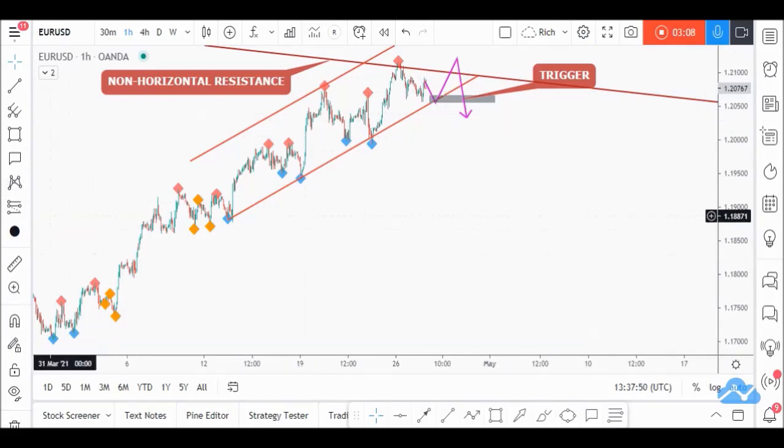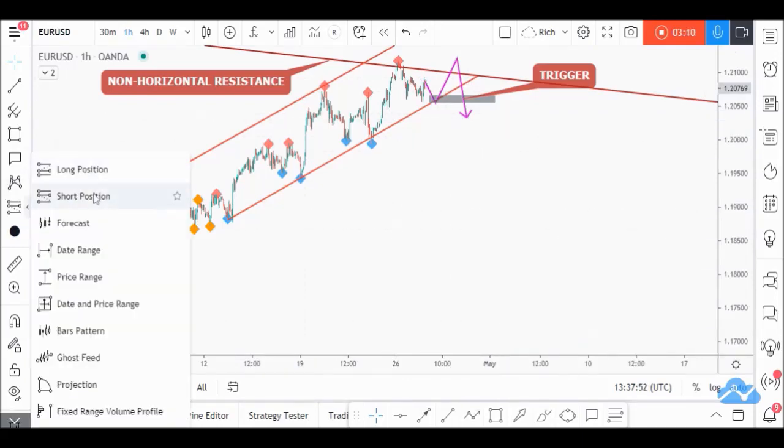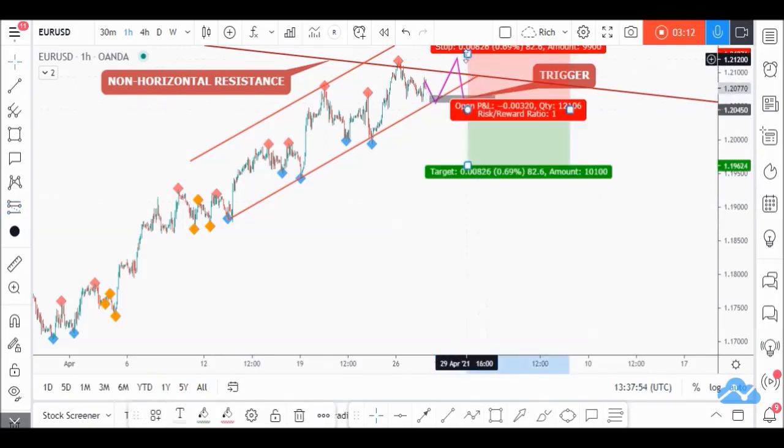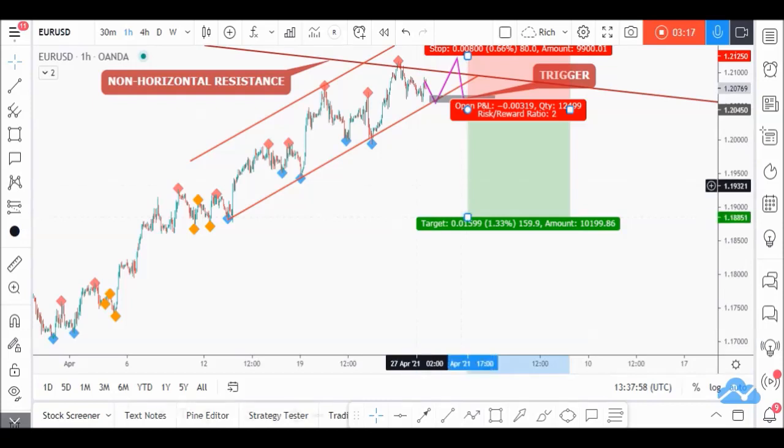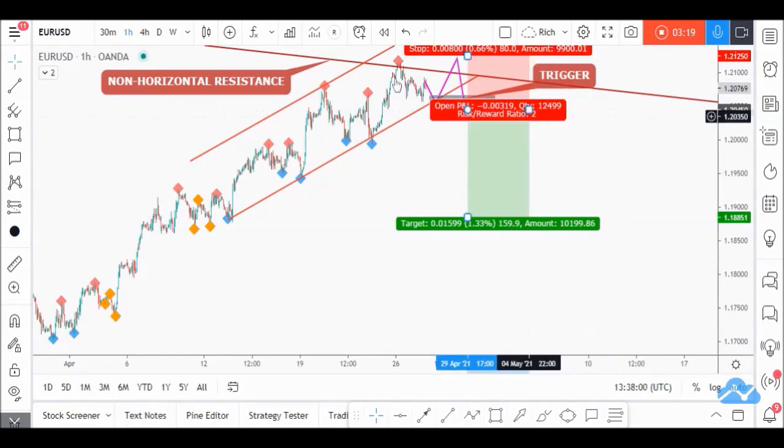And of course, when the sell is activated, the stop loss would be just above the previous swing high, and we target a 2-to-1 risk to reward ratio. Meanwhile, and as usual, until this happens, it's just an idea for now.